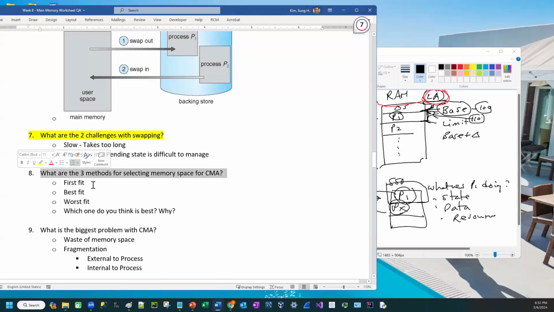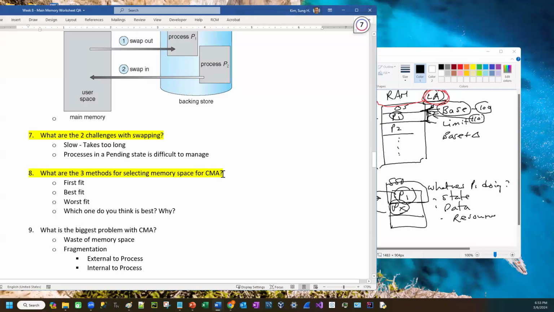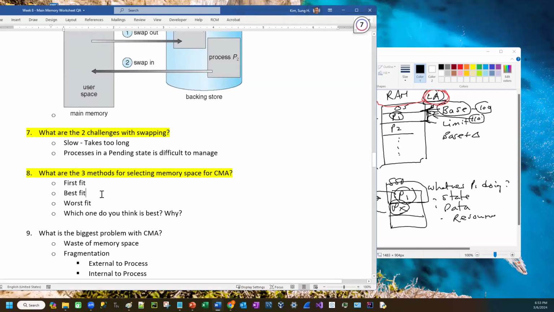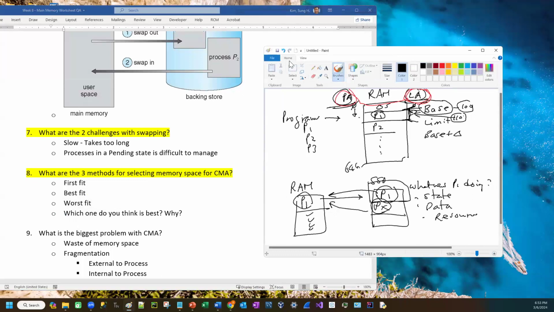So what are the three methods of selecting the memory space for the CMA? Now, CMA is the first of the three memory management strategies, but within the CMA, there are three different methods. Actually, there are more, but these are the three common ones, okay? One is called first fit, right? The other one is called best fit. And the third one is called worst fit. So let me explain what I mean by that. Let me do a new one here.